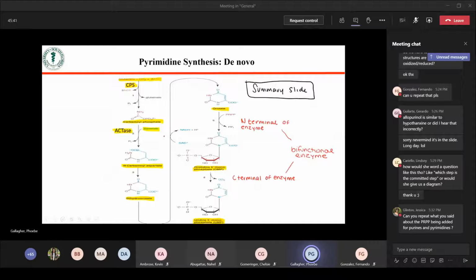So this is just another summary slide. She's outlined the most important enzymes. I've made a point to show you where the N-terminal enzyme and the C-terminal enzyme occur, so you can see that a little better. But I would probably memorize the names of both the N-terminal and the C-terminal enzyme along with the name of the all-encompassing enzyme that includes the two of them.